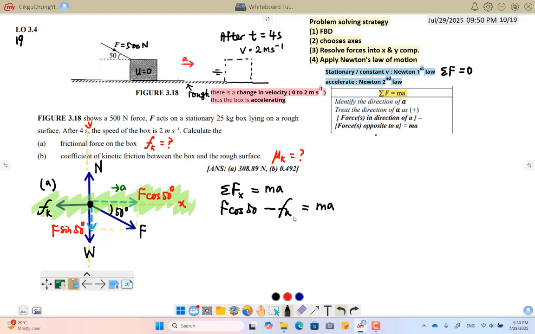Then I'll solve the question in order to calculate the Fk. I want to calculate Fk. I know the mass of the object is 25 kg, but I don't know the a.